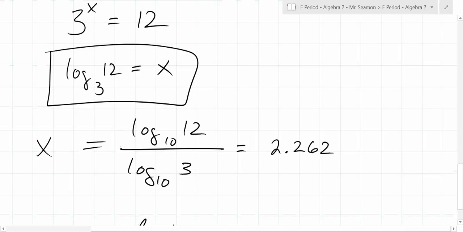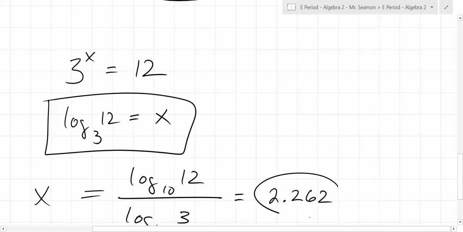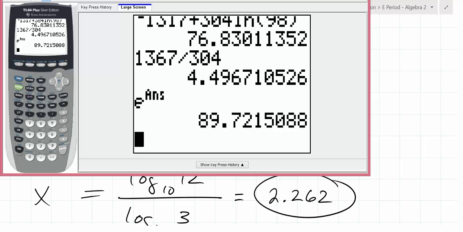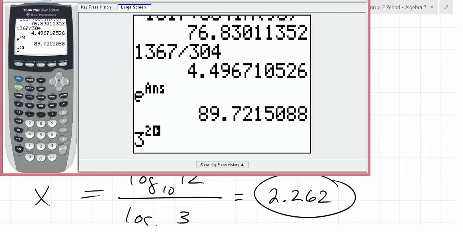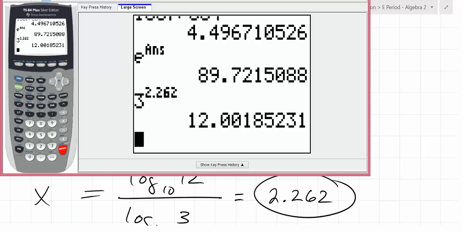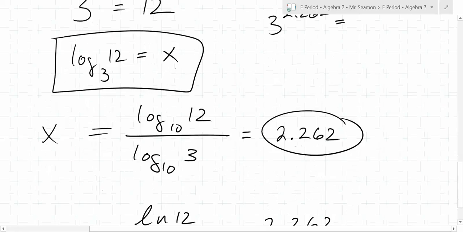How do you check this to see if it's correct? What do you do with this 2.262? Plug it in for x. Yeah, you do 3 to the 2.262, and it should come out to be? Try it. Let's see what happens. 12.001. So was it rounded a little bit when you did that? Do you expect it to be really close, but maybe not exact? Absolutely. Logarithms are going to be irrational and go on forever. So whenever you round it, it's going to be a little off. Okay, that's not that bad.